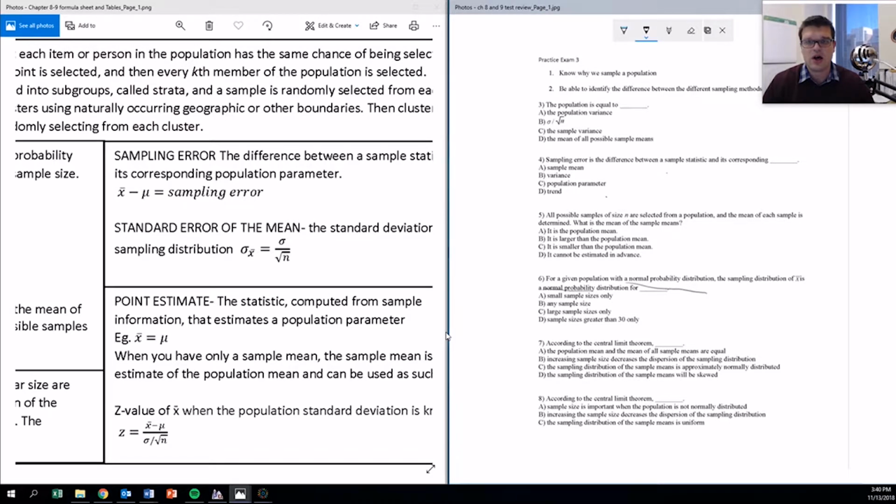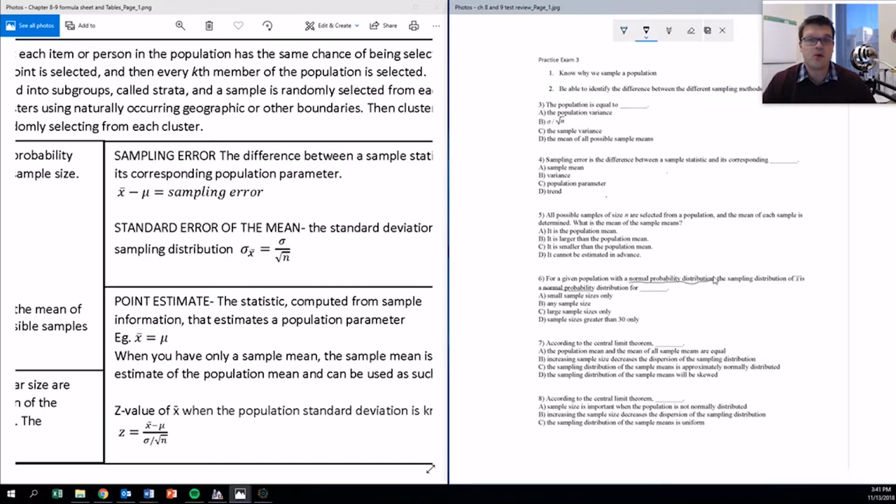And so when you have a normal distribution and it's already normally distributed, it doesn't matter what you do to it as far as taking samples. You're not going to change the normal distribution. Now, if it's positively or negatively skewed, you're going to want sample sizes greater than 30 in order to make it normally distributed, or getting as close to normally distributed as possible.